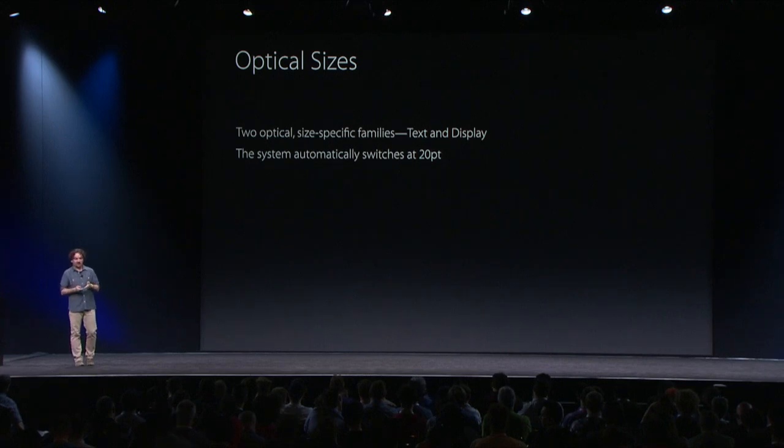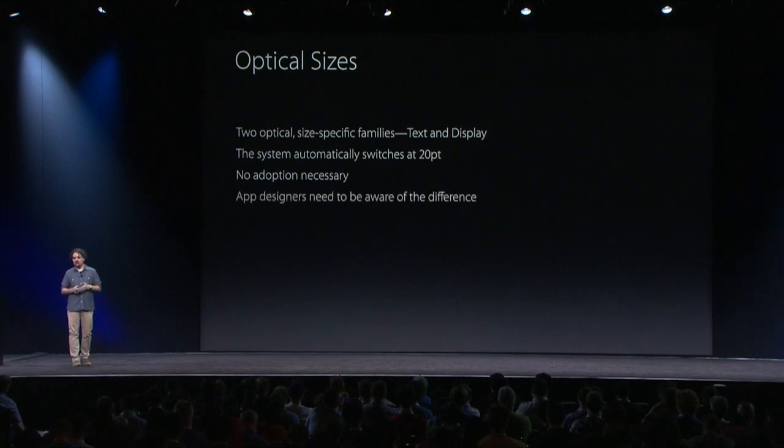There are two optical size-specific families in San Francisco, text and display. The system switches between the two at 20 points. So you don't need to know this if you're coding for the new platforms. However, you do need to know the difference if you're designing your app, because design apps like Photoshop or Sketch or other apps like these don't actually do this for you. So just know that you have to switch between these two fonts.